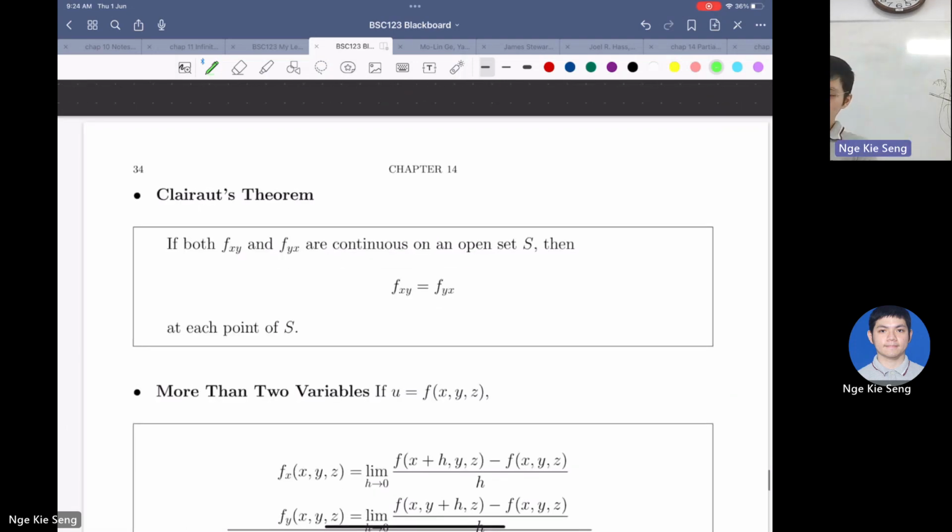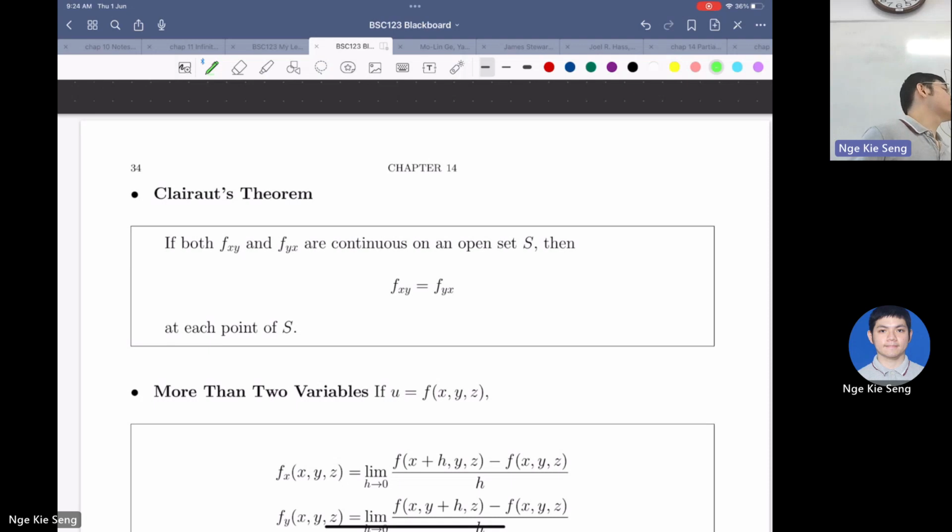So by this Clairaut's theorem, we know that if both fxy and fyx are continuous on an open set, you can think of this as an open disk. You know open disk? We don't want the hole for now. So we want the circle filled in. It's a disk.